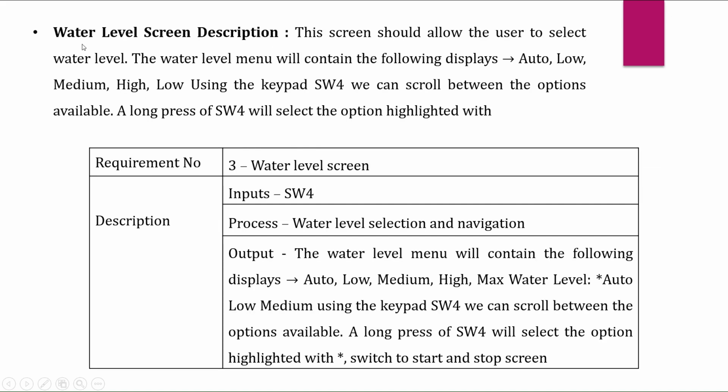The third requirement is the water level screen description. This screen should allow the user to select the water level. The water level menu will contain the following displays: auto, low, medium, high. Using the keypad SW4, we can scroll between the options available. A long press on SW4 will select the option highlighted with the asterisk.